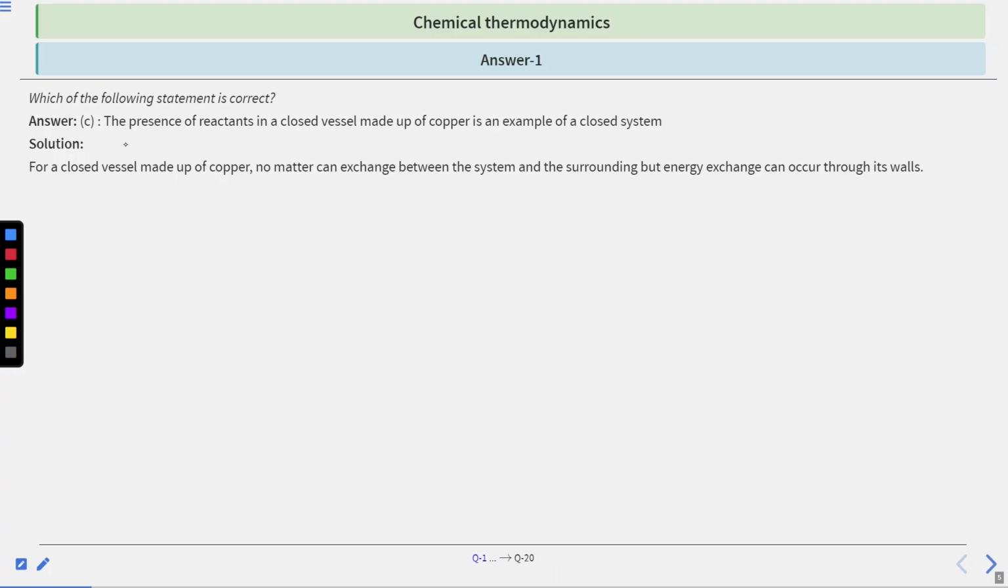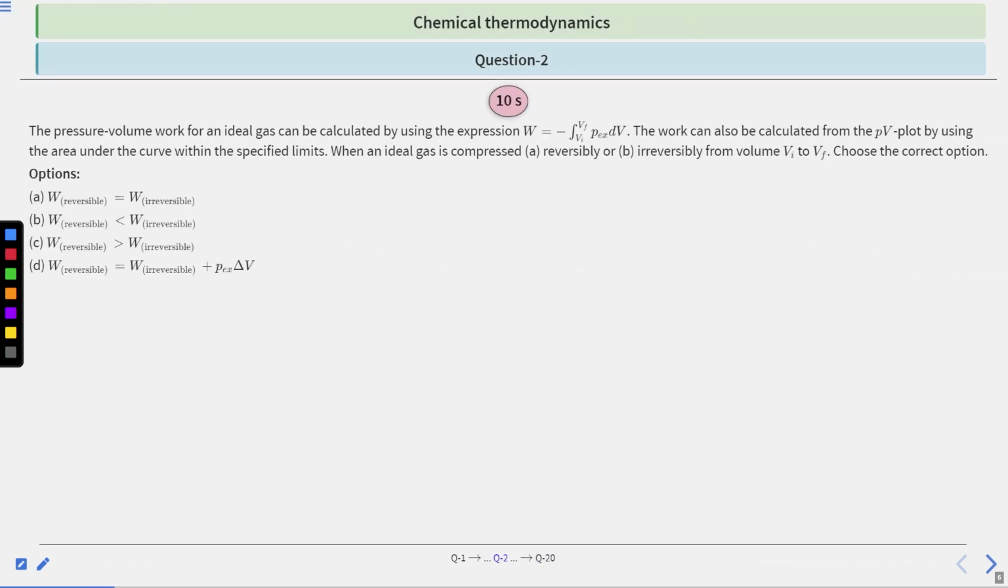Okay, so the correct answer is option C. That is, the presence of reactants in a closed vessel made up of copper is an example of a closed system. How? For a closed vessel made up of copper, no matter can be exchanged between the system and the surroundings, but energy exchange can occur through its walls. So it is an example of a closed system. Hence option C will be the correct answer. Moving on to question number 2.